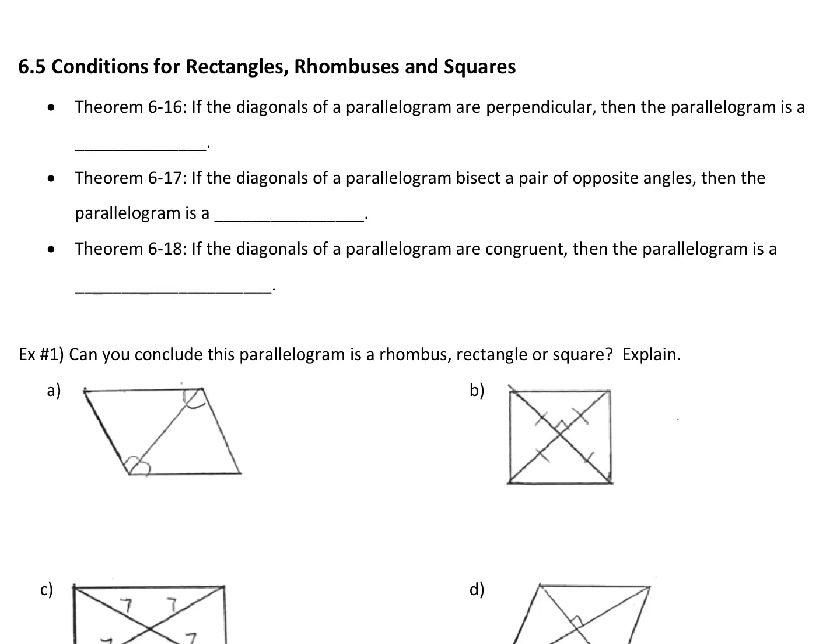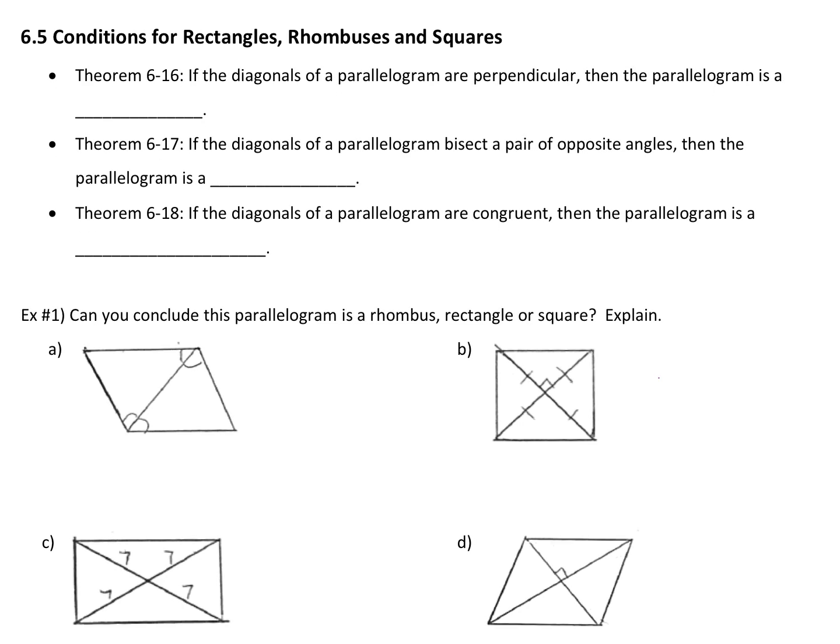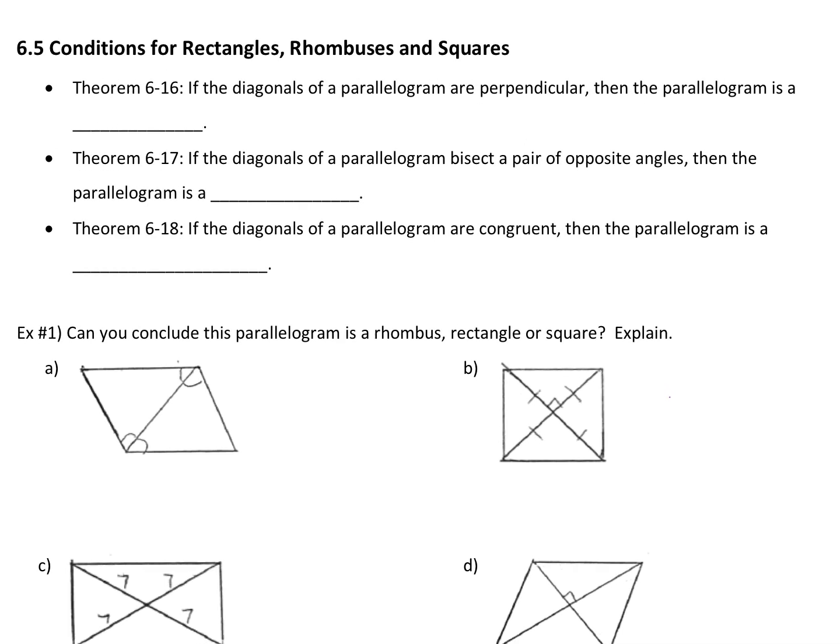So there's 3 theorems here. And then we're going to go through, if we can conclude they are what we think they are, after we go over what these theorems say for us. All right, so theorem 616, you don't need to memorize the number. It's just saying the 16th theorem that we've learned in chapter 6. Lots of theorems in chapter 6.